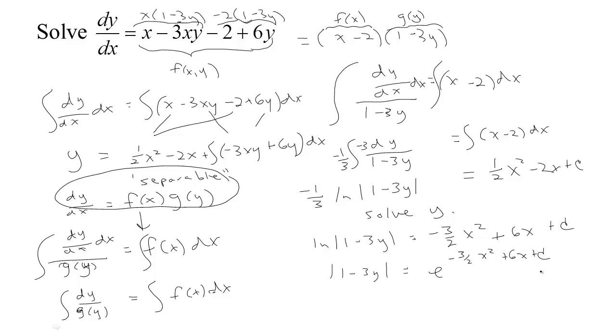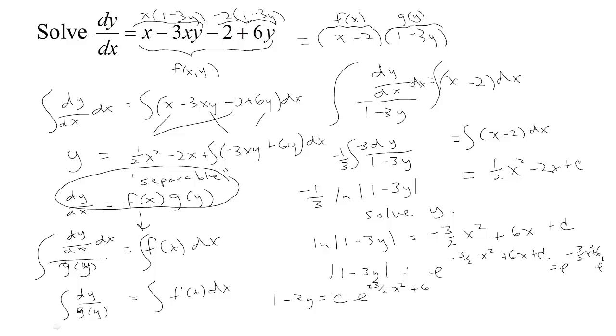And I could think about this as being e to the negative 3/2 x squared plus 6x times e to some arbitrary constant. But e to an arbitrary constant could make any positive number, so this is again another arbitrary positive constant. The absolute value of 1 minus 3y is that, so 1 minus 3y must be either plus or minus this arbitrary constant e to the c. Well, e to the c had to be positive, so now it could be anything again. So 1 minus 3y equals c times e to the negative 3/2 x squared plus 6x. Here, this plus or minus e to the c, I'm just writing that as some other arbitrary constant.